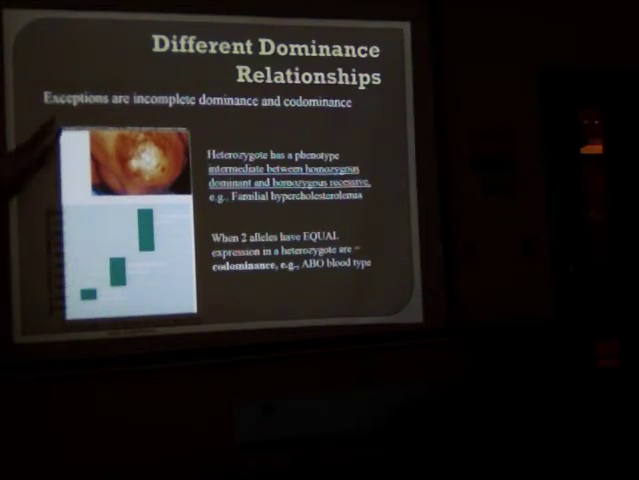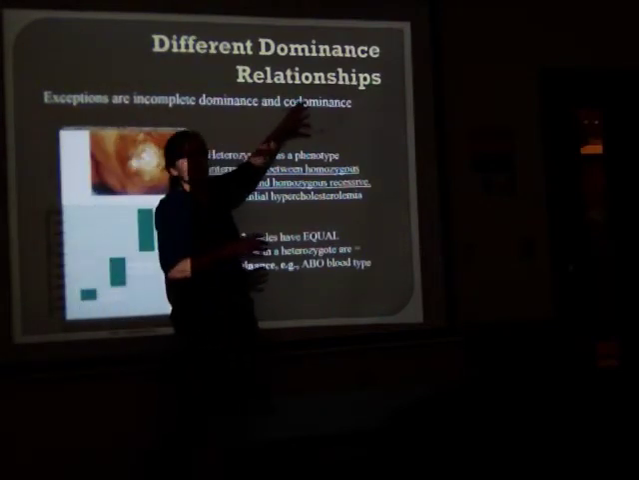Okay? And again, how do we figure it out? We watched what happened when these were inherited in people. So when we say something is codominant, this is basically the idea of blood type, right?